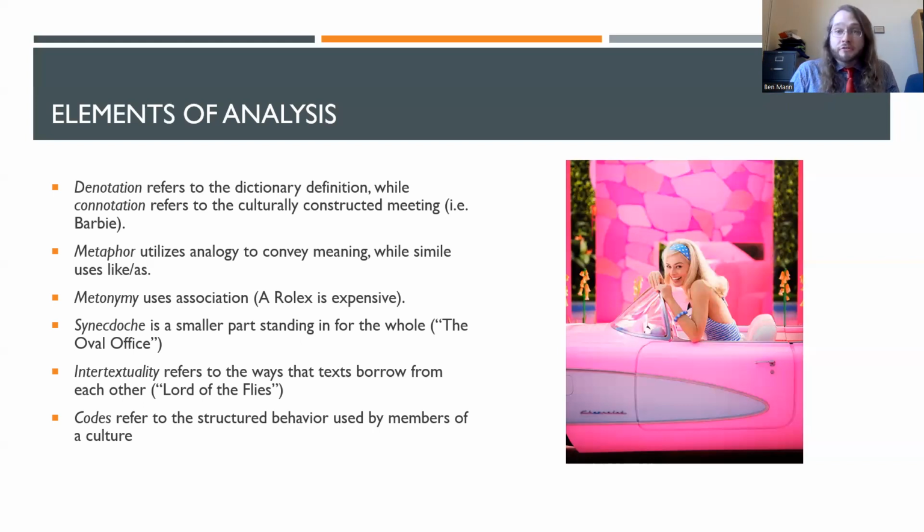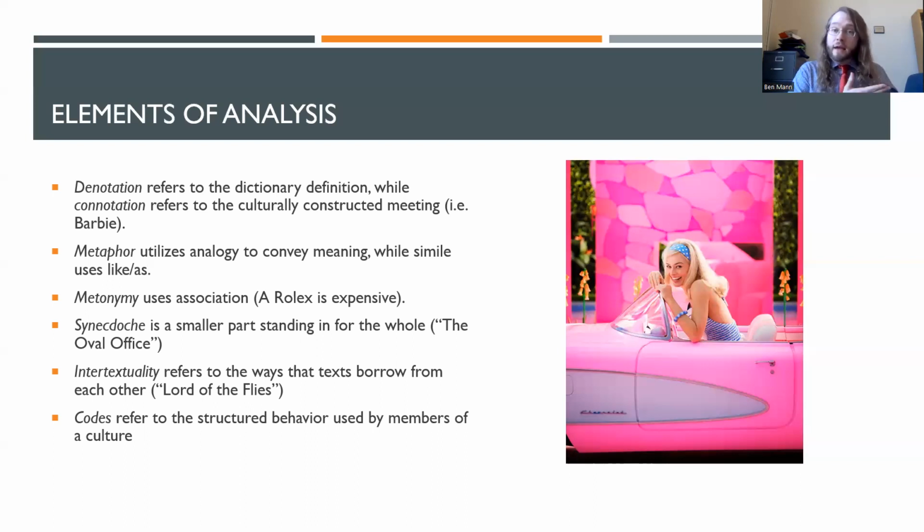Metaphor and simile are also used as well. How do we use analogy to stand in and represent something else? We can also use association, right? So you might see a Rolex and know that that's very expensive and assume somebody who has a Rolex has a lot of money. Synecdoche is a smaller part standing in for the whole. So for example, if somebody is referring to the executive office, referring to the presidency, sometimes you'll hear the phrase the Oval Office being used, referring to the oval-shaped space which a president occupies.